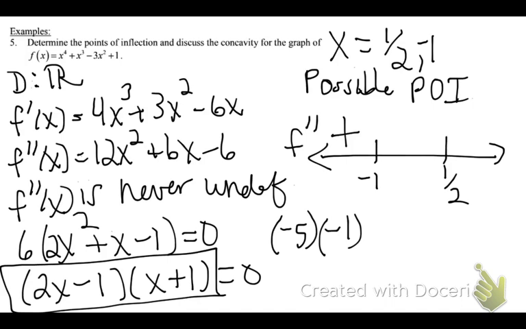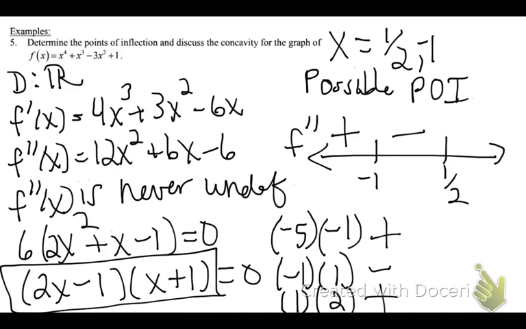Okay, a test value between negative 1 and 1/2 is 0, and we'll plug that into our second derivative. 2 times 0 minus 1 is negative 1. 0 plus 1 is 1. Negative 1 times 1 is a negative output. And then an easy test value between 1/2 and infinity would be 1. So 2 times 1 is 2, 2 minus 1 is 1, and 1 plus 1 is 2, and that gives me a positive output.